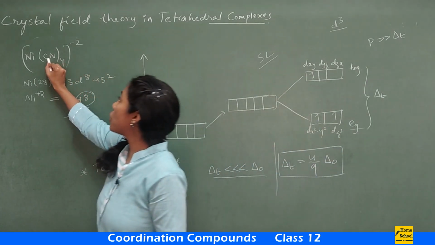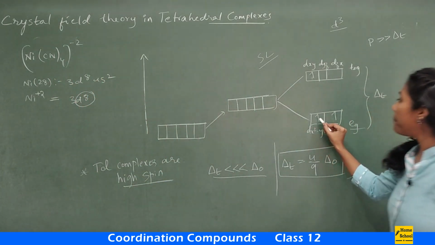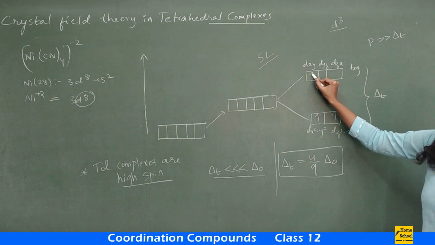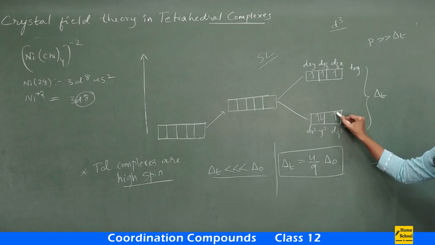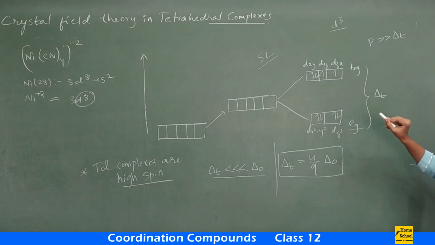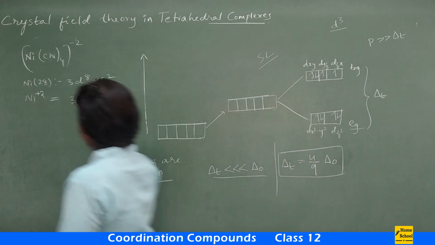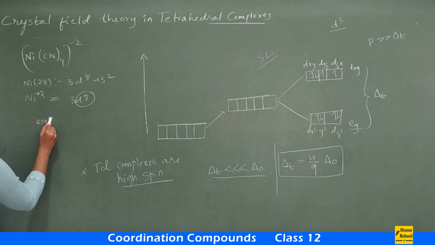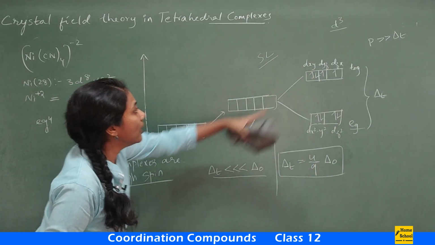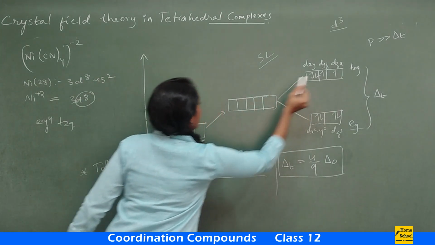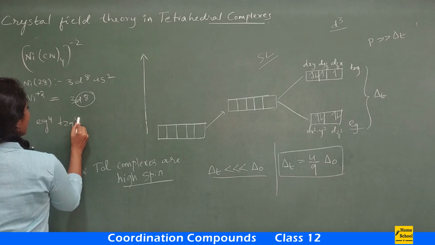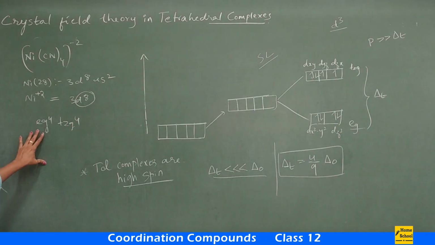Though you have a strong ligand, instead of pairing here, the third electron is going up, then the fourth electron, fifth electron, sixth electron, seventh electron, eighth electron. So the electronic configuration is EG4 T2G4. How many electrons? 1, 2, 3, 4, right?